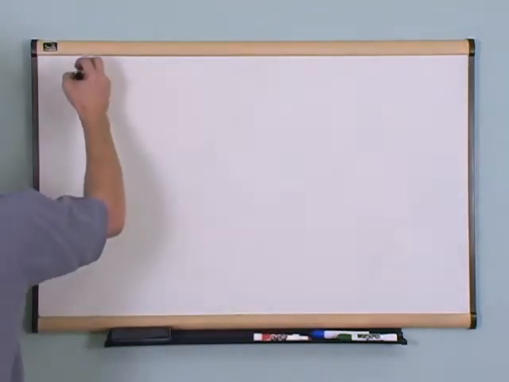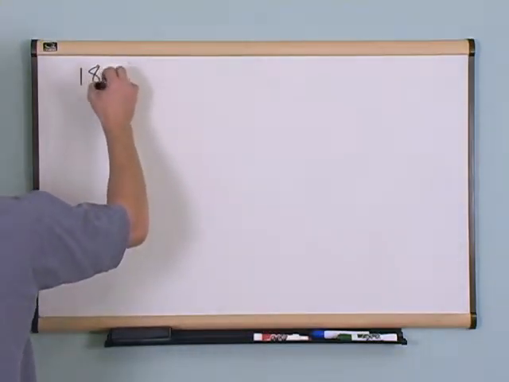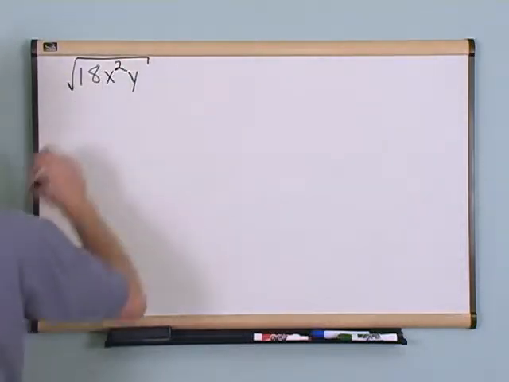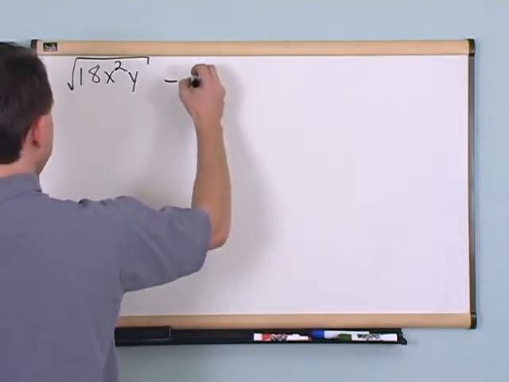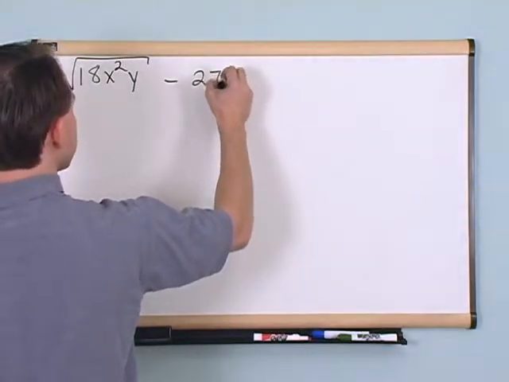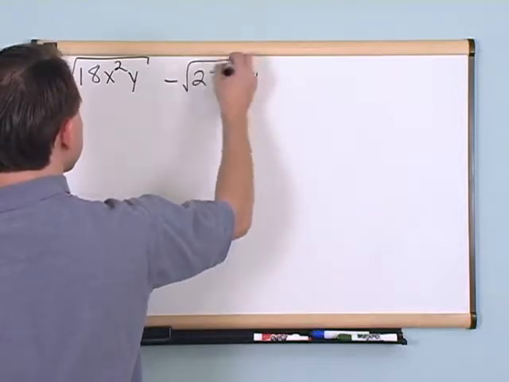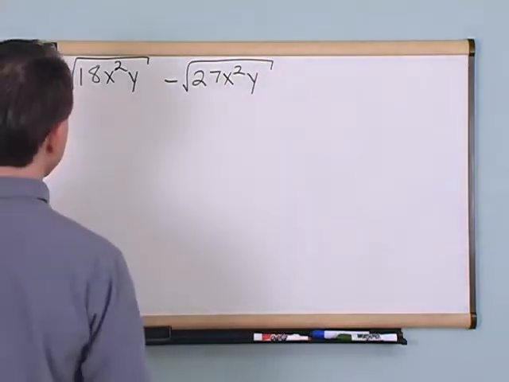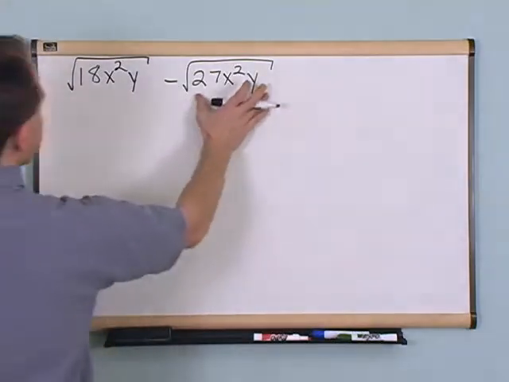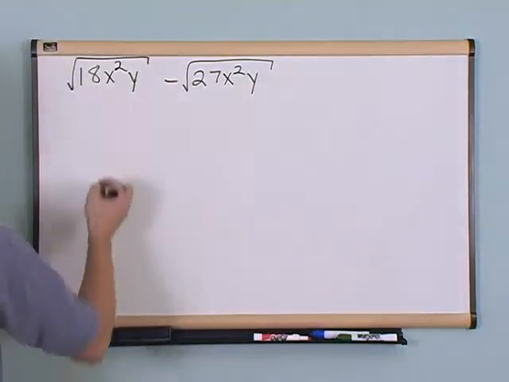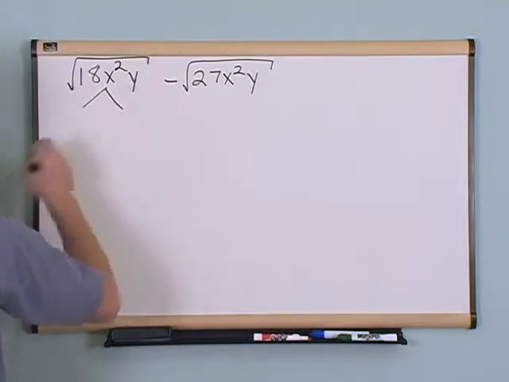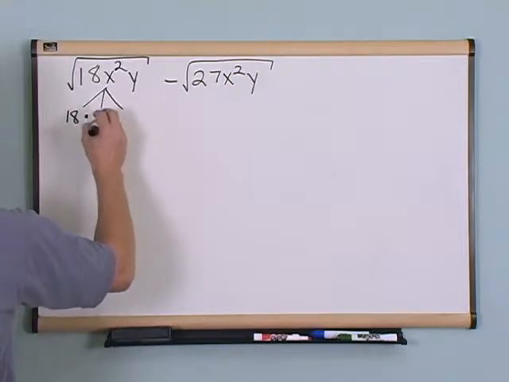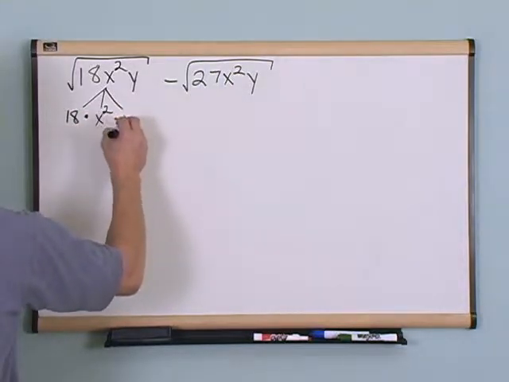Let's do one a little bit more complicated. What if you have 18 times x squared times y? All this stuff is under the square root. Minus 27x squared y. All this stuff is under the square root, and I'm going to subtract these two numbers. So again, all I do is I plow through it. I try to simplify, I see what I get. This is going to be 18 times x squared times y.